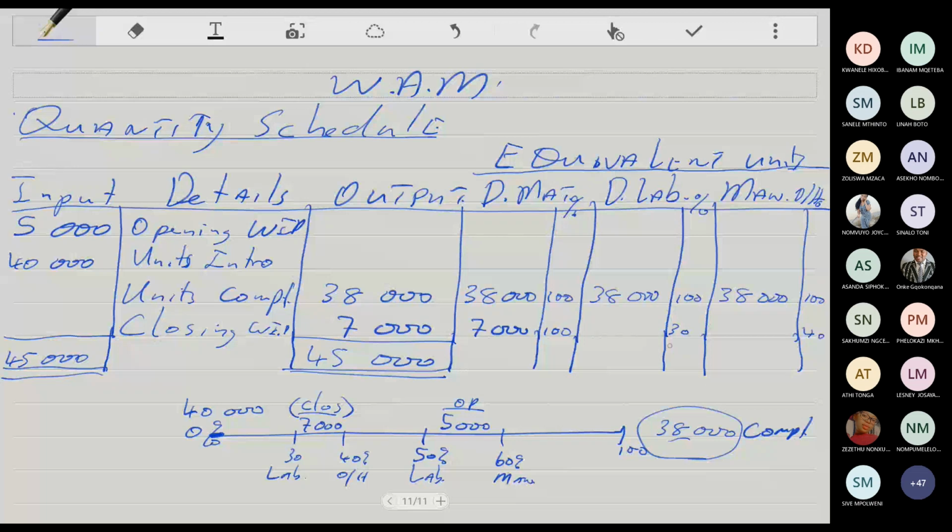So the 30% that we've done as a labor is going to be represented by 2,100 units. And the 40% will be represented by 2,800 units. So you could see, guys, when it comes to the weighted average method, even if we've got an opening balance, there's not much change when we do our quantity schedule.